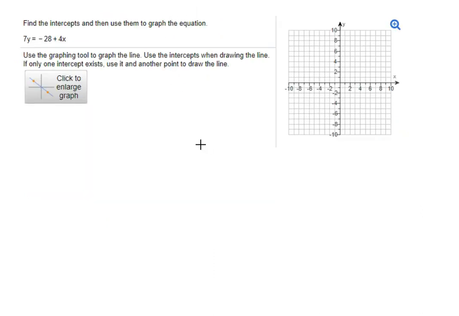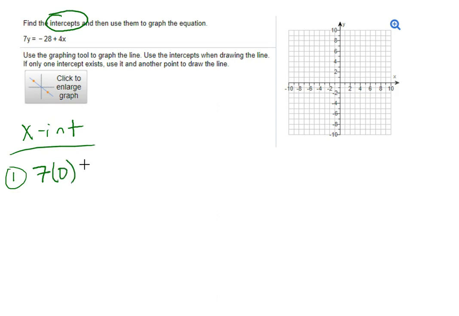Find the intercepts and use them to graph the equation. So again, we're back to graphing lines. To graph a line, all we need are 2 points. The intercepts will give you 2 points. There's 2 types of intercepts. There's the x-intercept. The way you get the x-intercept, the first step is to plug in 0 for y. So we'll plug in 0 for y. I'm sorry, I forgot the negative sign. Let me get that in there. So we get negative 28 plus 4x.